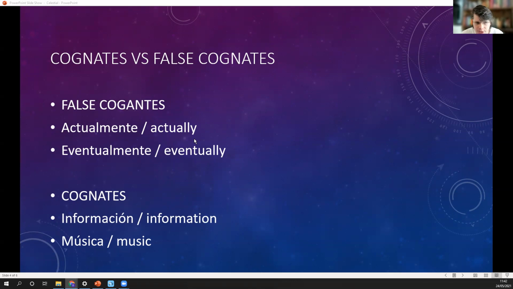Now, originally in Spanish, eventualmente meant, or still means, de vez en cuando. For example, if you have un trabajo eventual, you work now and then. You work when you're called, when you're asked, right? So if you said, tengo un trabajo eventual, por ende, yo trabajo eventualmente, then that would be the original usage of that word. Now, that meaning is actually beginning to change.